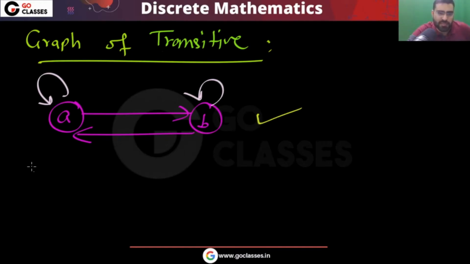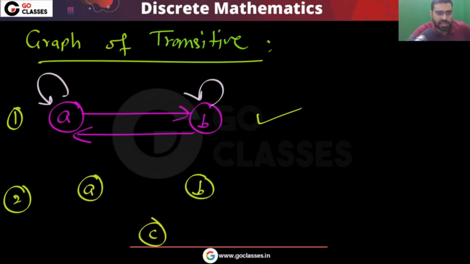The second case is: you have a, you have b, you have c, and let's assume that from a you have b, and from b you have c, then this arrow must also be there. So this is another case. These are some cases I am telling you, some cases of how to check for transitivity.